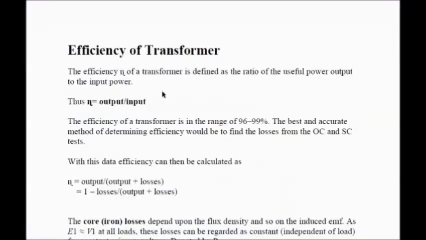Now let's see the efficiency of transformer. So what is efficiency? Efficiency is output upon input, and for transformer efficiency can be defined as the ratio of useful output power to the input power. And since we don't have any moving part in transformer, the efficiency of transformer is generally more than 96%, and the best way to measure efficiency of transformer is to use OCSC test.